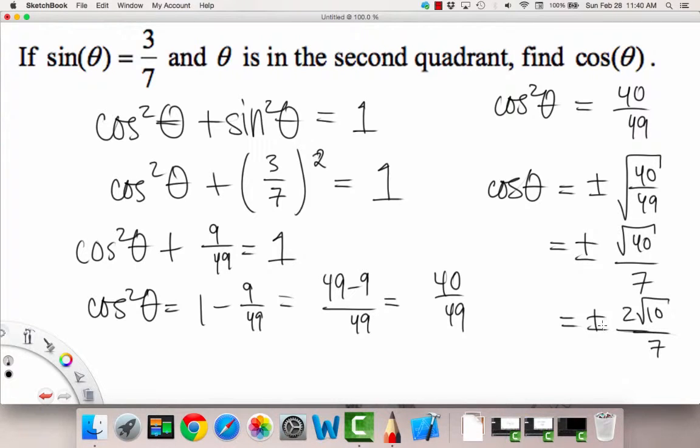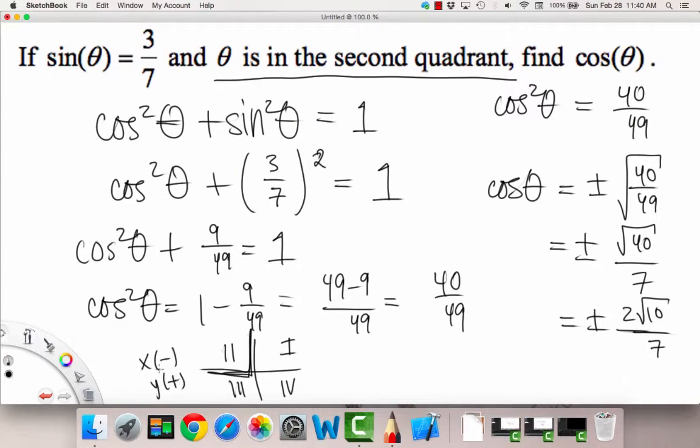So now the question is, which one is cosine? Is it positive or negative, or is it both? This is where we use the information that theta is in the second quadrant. Here are the quadrants: quadrant 1, 2, 3, and 4. For the second quadrant, our x values are negative and y values are positive, and since cosine corresponds to x, cosine is going to be negative. So we pick the negative value. Cosine of theta is equal to negative 2 radical 10 over 7.